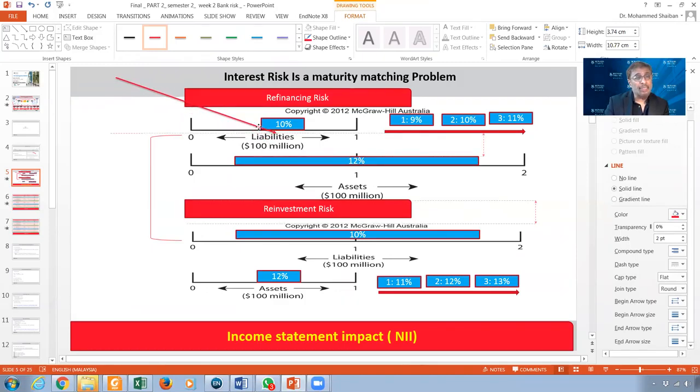The problem is these people, the liability depositors, will come in year one and they want their money back. So there are two options here. Either I will ask them to keep it for 1 year more, or I can get some other depositors to give me their 100 million, and I continue because the loan money is locked here. I can always get other deposits, or I can always roll over those deposits. Until now, everything is fine.